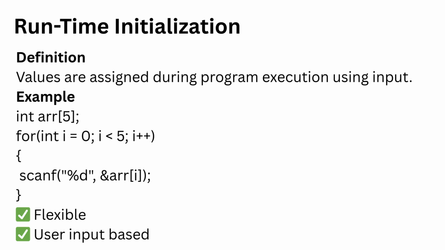If the values are assigned during program execution using input, it is known as runtime initialization. For example, if you are taking input in the array by using loops, it is known as runtime initialization. So it is flexible compared to compile time initialization.